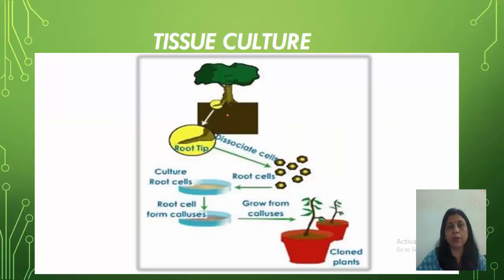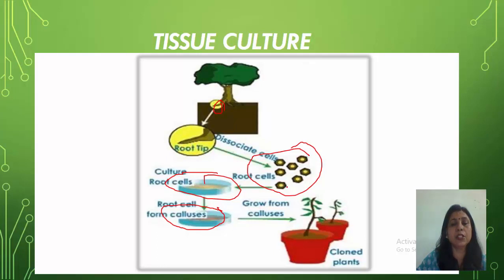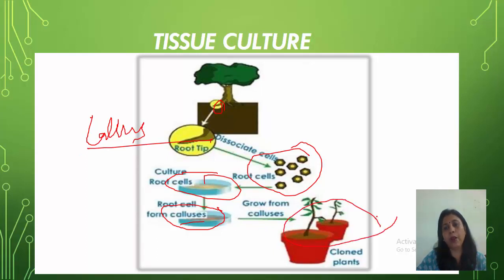You can see this is also tissue culture. Root tip is taken, root culture cells, they form callus. Callus means when these cells start dividing, they form a ball of cells. That ball of cells is known as callus. Then cloned plants grow from the callus.